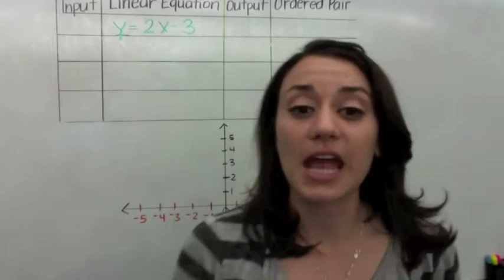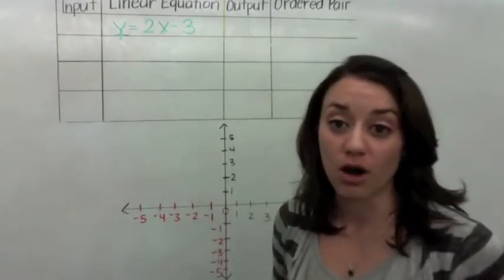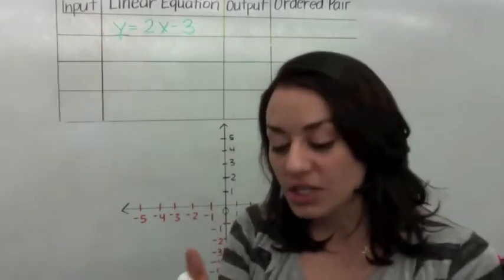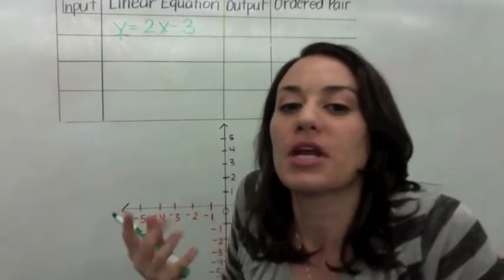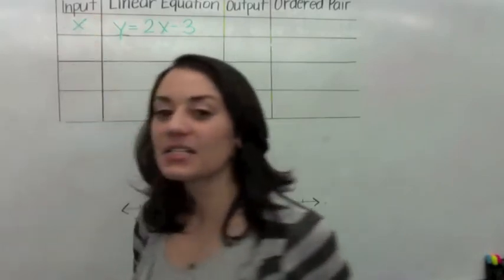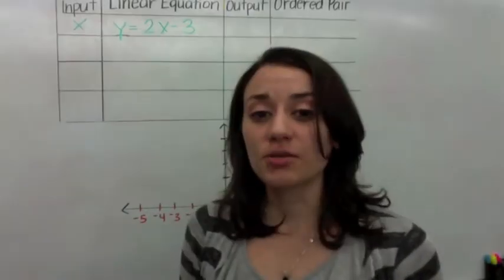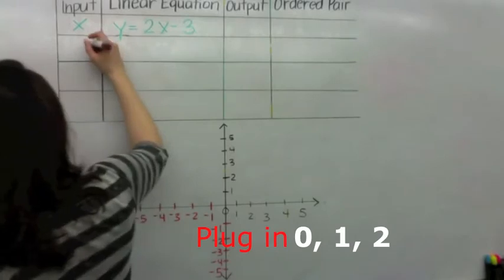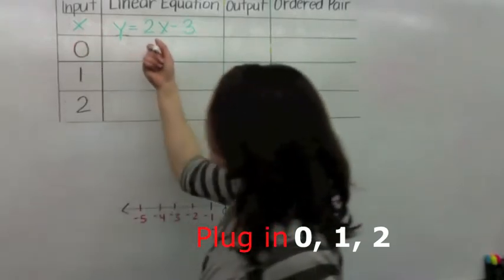Now, the easiest integers to choose are the numbers that will be the x that you put into the equation. You're going to put an x into it. The easiest numbers, of course, I think would be 0, 1, and 2. Okay, so let's do that. We are going to plug in 0, 1, and 2 into this equation.